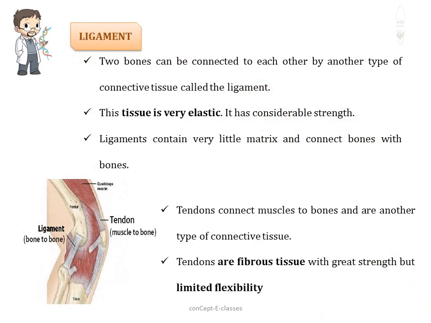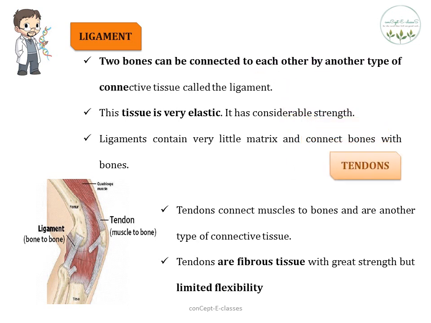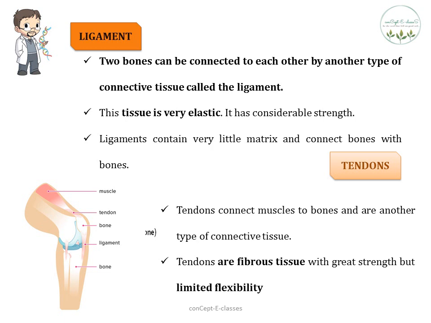Now let's see two other types of connective tissues which are related to bone. One is ligament and another is tendons. Two bones can be connected to each other by a type of connective tissue called ligament. This ligament is a tissue which is very elastic and has considerable strength. Ligaments contain very little matrix and connect bones with bones.